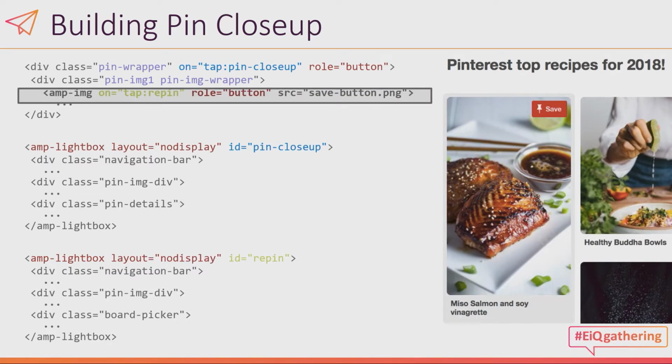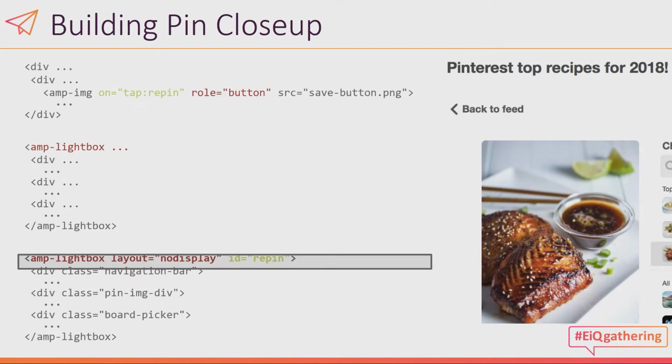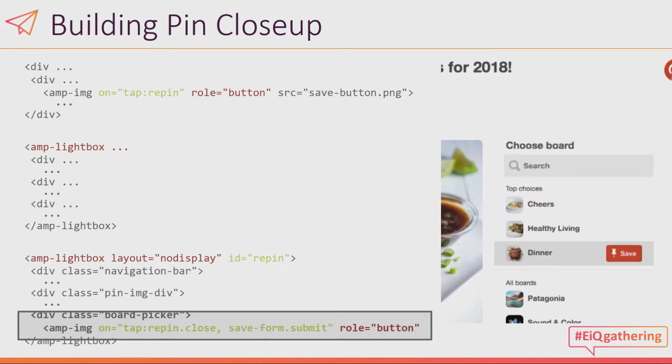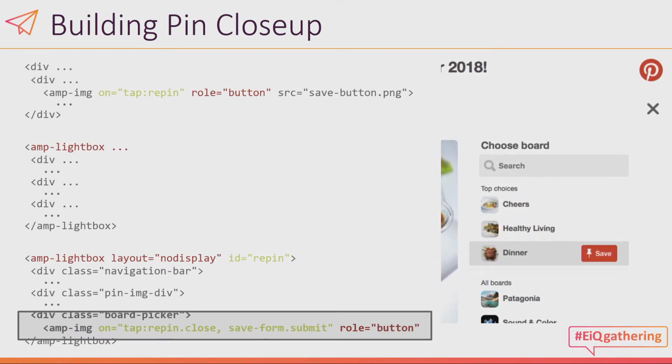So next up, we also have the in-grid save button. And if I tap on that, that's going to open another lightbox. This one is called repin. You can see that in green there. And what I wanted to talk about here is another type of action where after I click that save button here in the board picker, what it's going to do is close the repin dialog, and it's going to submit a form. And that's how we get the data about what you saved to the back end.